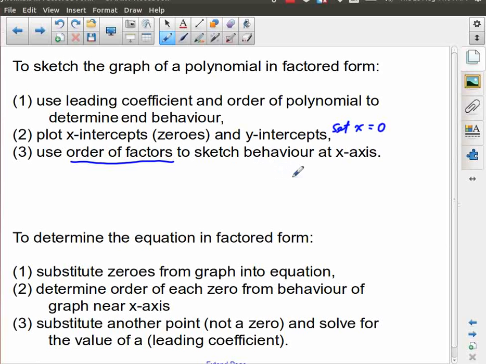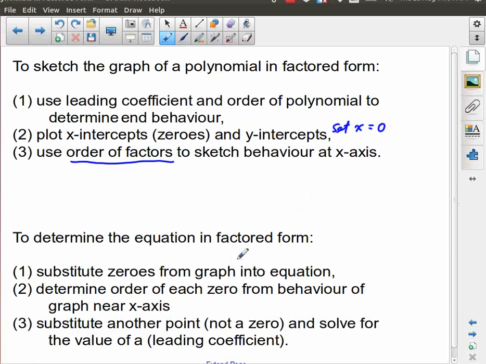Now, what if we go the other way? What if we are given a graph? In general, if I give you a graph, I'll give you some scale, so you should be able to pick off points that are good points, not just the zeros, but the y-intercept, and maybe you might even be able to pick off a maximum or a minimum or something along those lines.